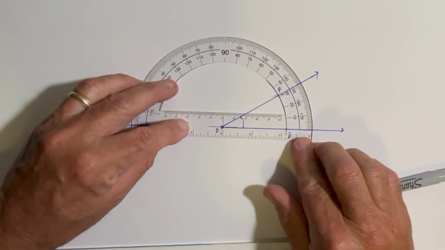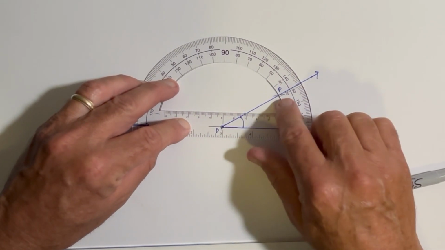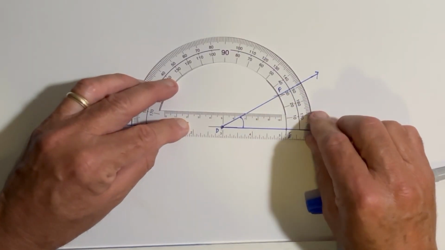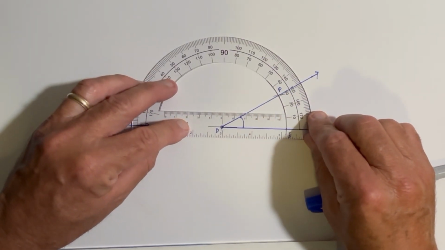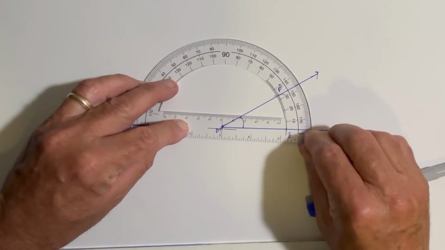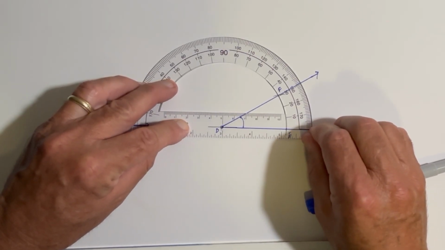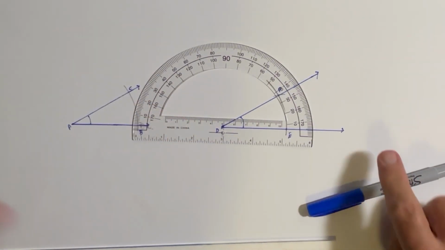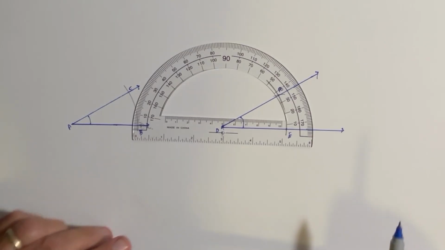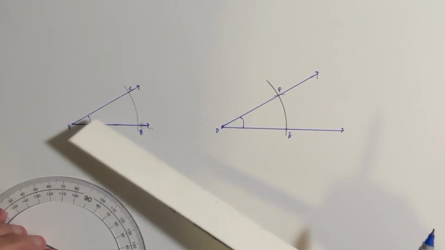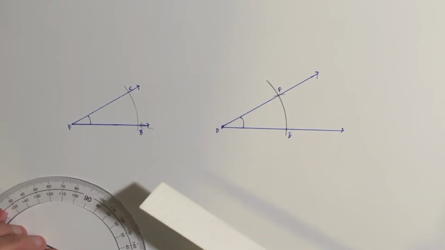Okay, put the baseline there, and this is about 31, so it's off just a tiny bit, but let me get this on there as exactly as I can. It's just slightly over 30, 30 and a half maybe. So within the error of precision of our instruments, we have copied this angle from here to here and verified it with a protractor.